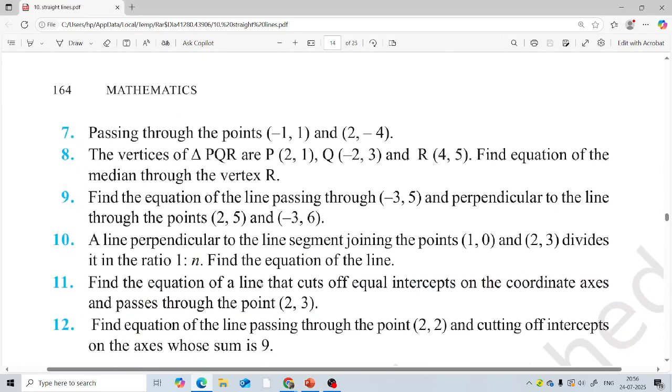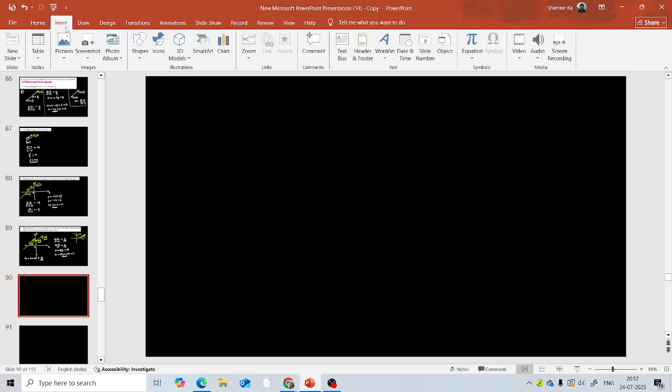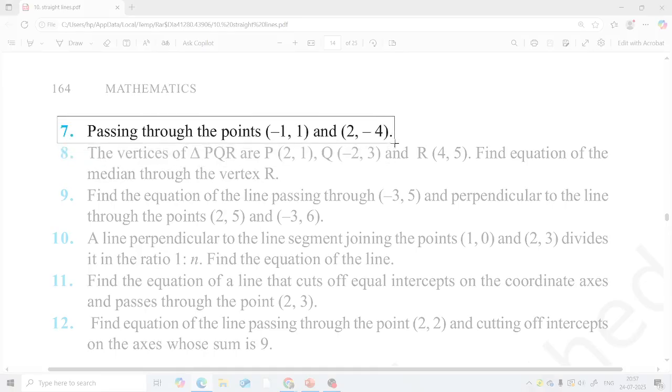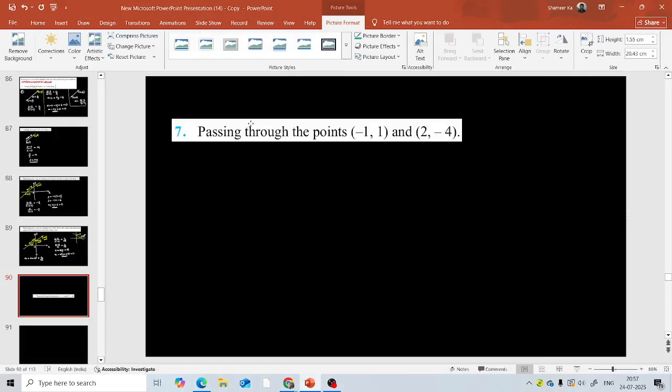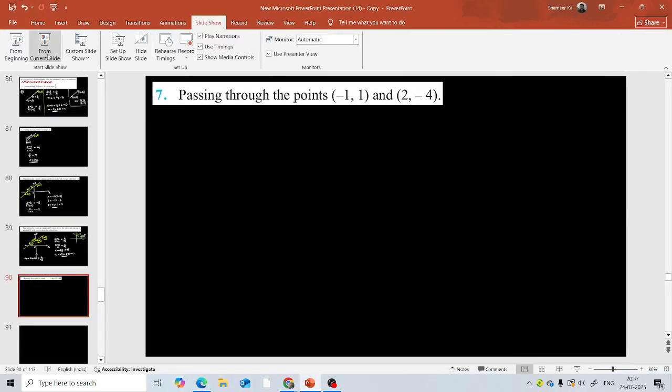Let me discuss the 7th question. Okay, I'm going to discuss the 7th problem. This question is not similar to the previous questions. It is not similar to the previous question.